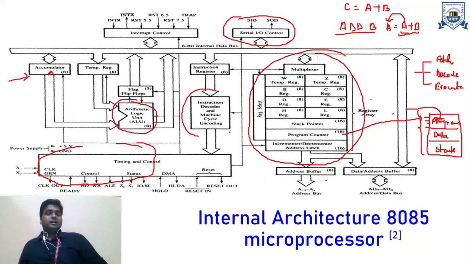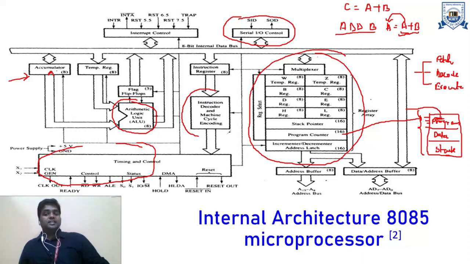As I earlier told you, the system bus contains three types of buses: address bus, data bus and control bus. The address bus contains the address information, the data bus contains the data information, and the control bus contains the control information. So the address information is placed on the address bus, the microprocessor moves toward this particular location and this instruction is fetched.